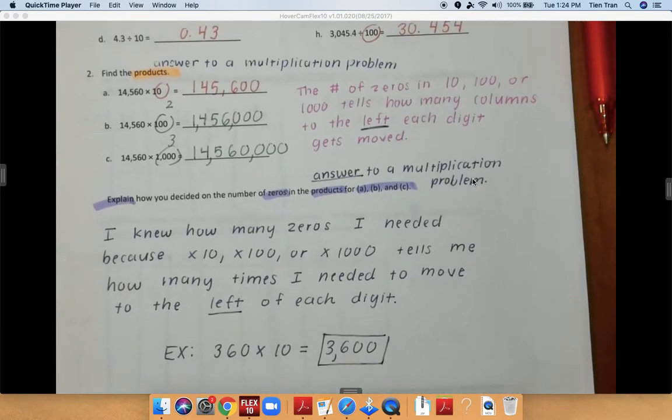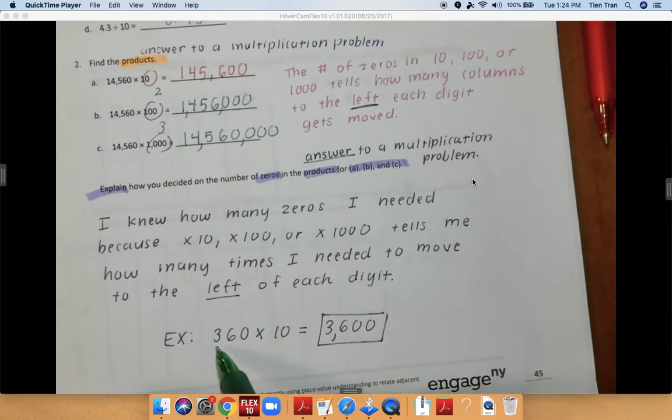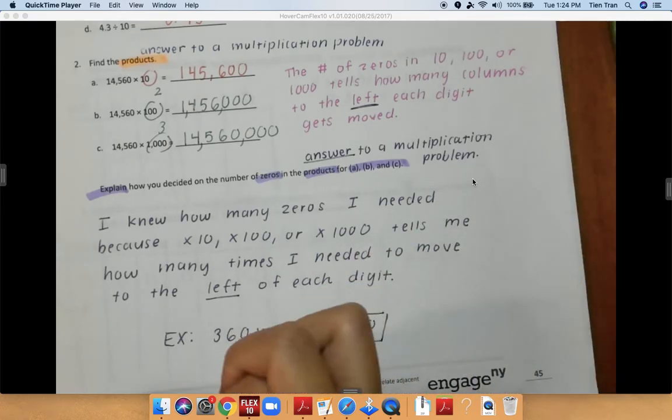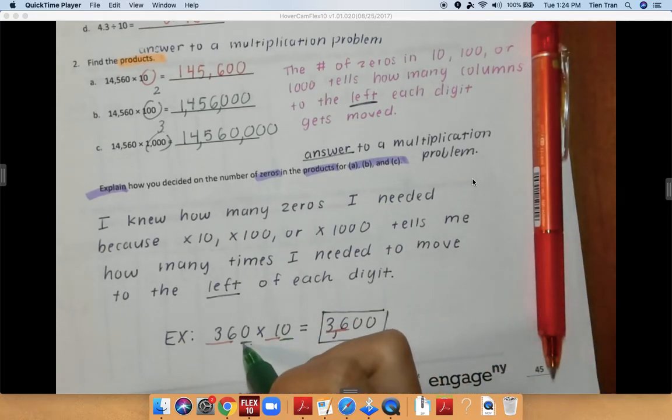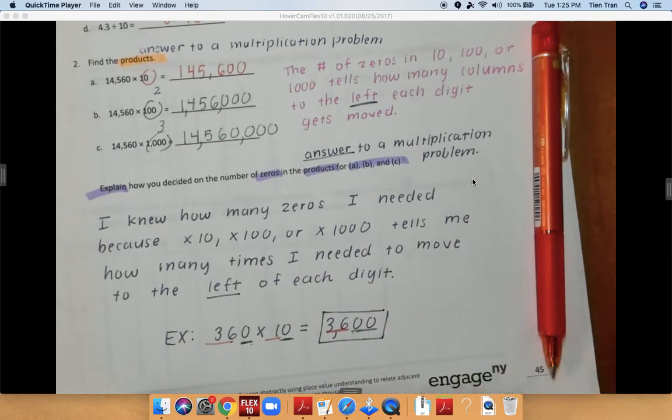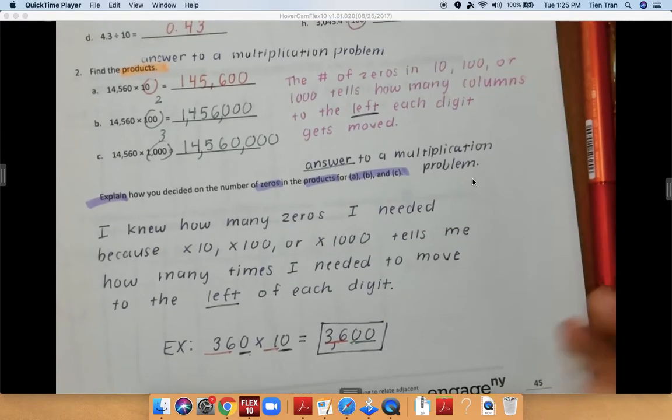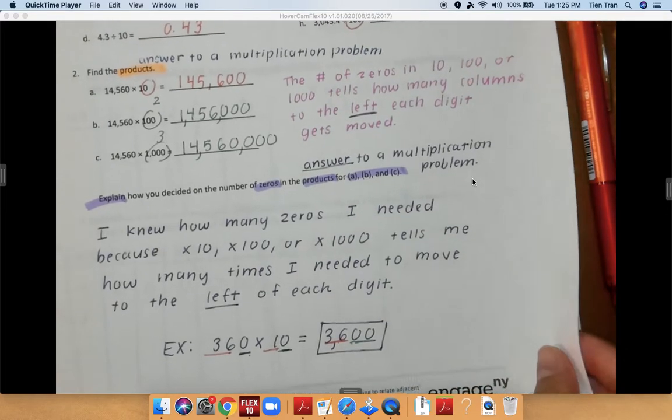Now I'm going to teach you a little trick right here. We have 360 times 10. How many zeros do you see? 2 zeros. Okay? So when you multiply 36 times 1, you get 36, and then you add the 2 zeros at the end. That's a shortcut when you're multiplying those numbers, just so you know.